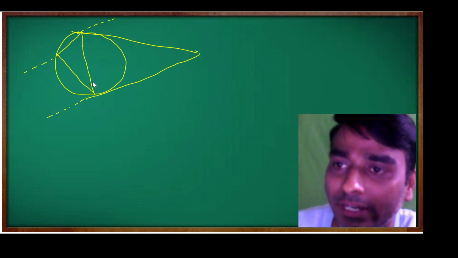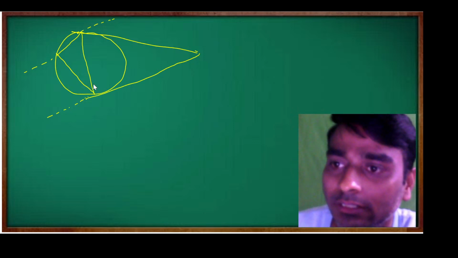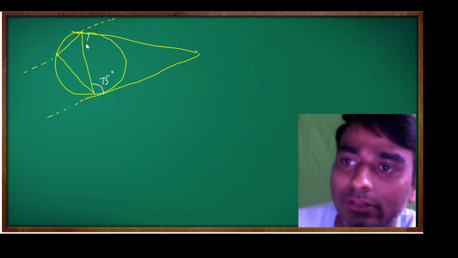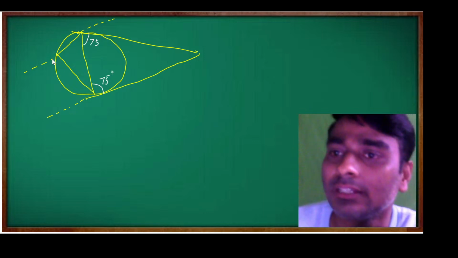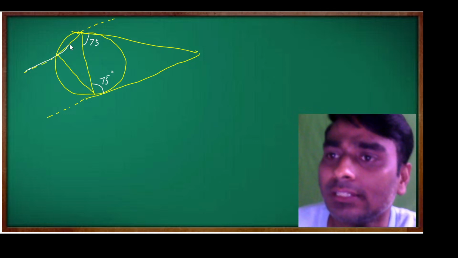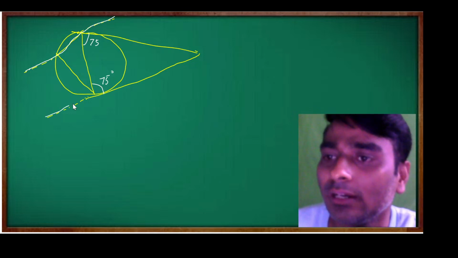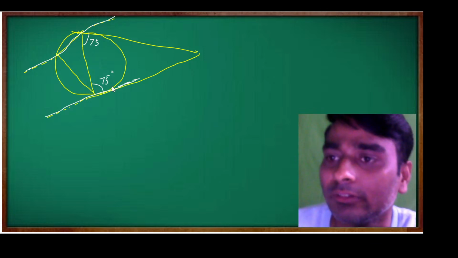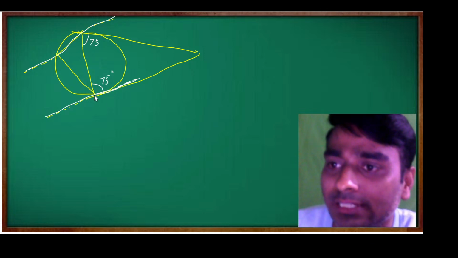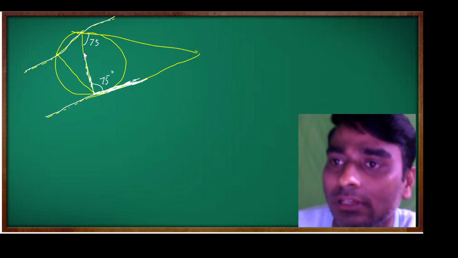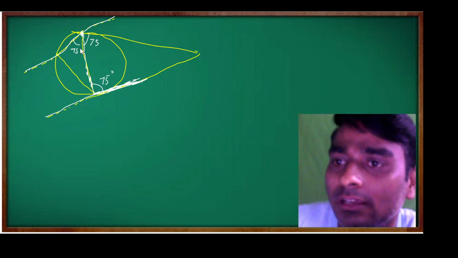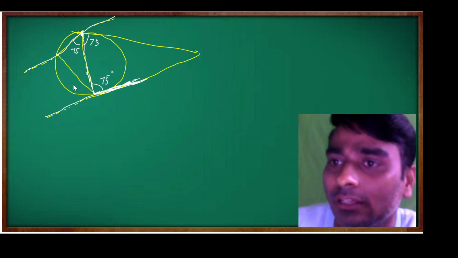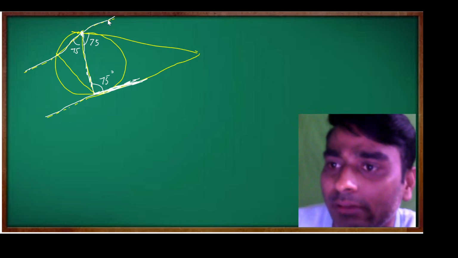This you got 75. This you got 75. And here you got this as what? 75. See, these are parallel lines. This line is parallel to this one. They have given. They form the alternate angles, right? See, come like this. Go up. And see there, 75 degree. Got it?